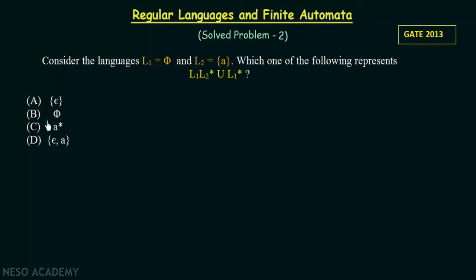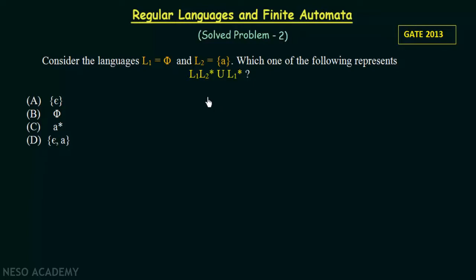Option A is epsilon, option B is phi, option C is A star, and option D is a set containing epsilon and A. So here we are given two languages L1 equal to phi and L2 equal to A. And we have an expression L1 into L2 star union L1 star. If we perform this operation, we want to know what the outcome will be. Will it be option A, B, C, or D? Let's try to find this out.